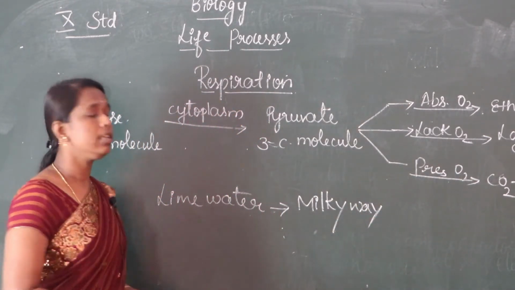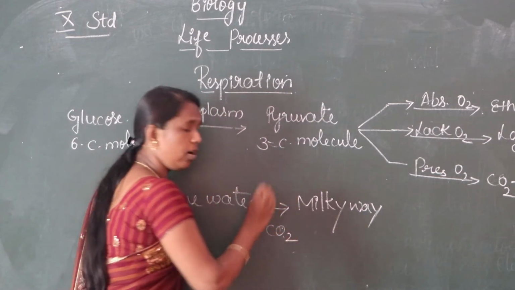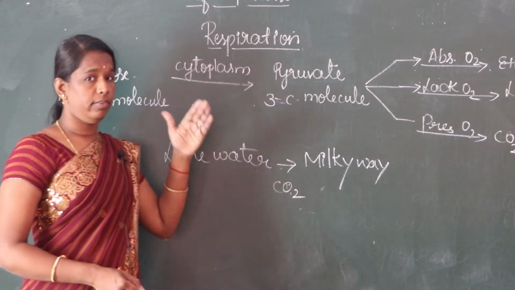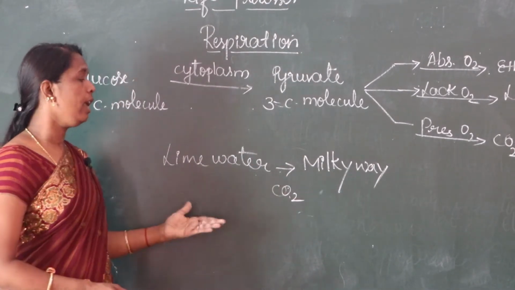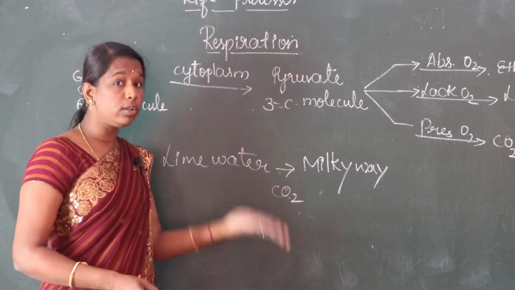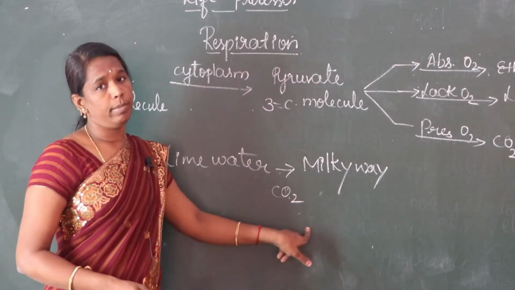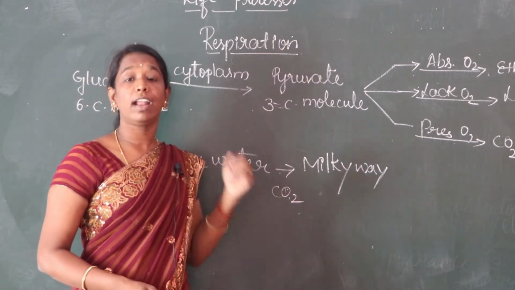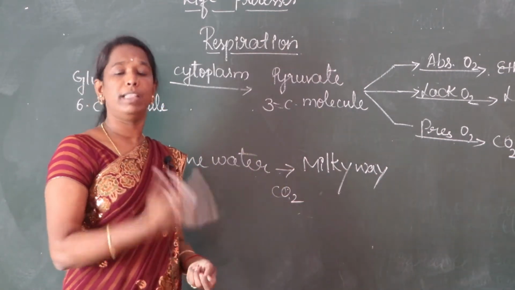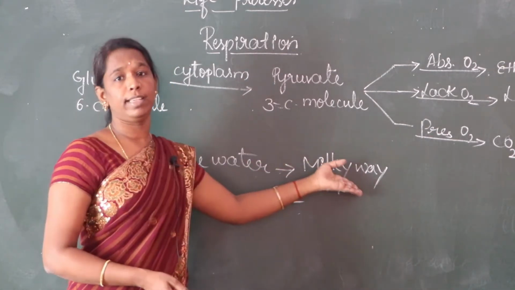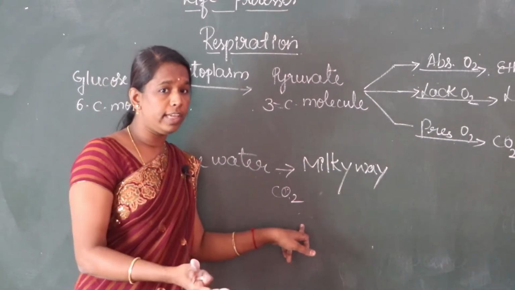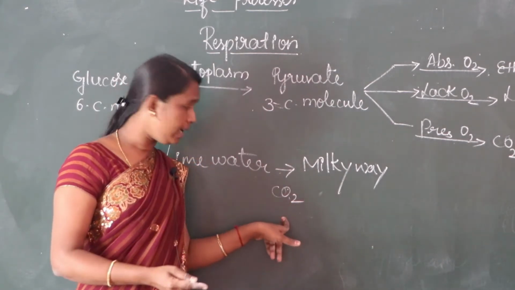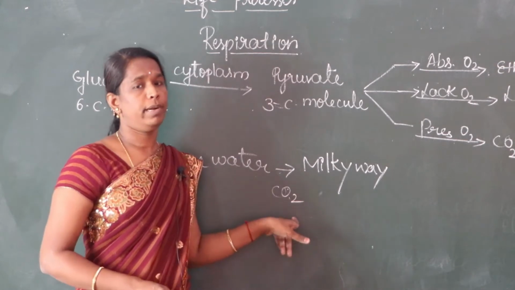Why? Because you have released carbon dioxide into the lime water. This is how we take in oxygen and give out carbon dioxide. We blow the air, no? That is carbon dioxide. That's why the lime water turns milky. It changes to milky because we blow the air, which is carbon dioxide. It means we release the gas called carbon dioxide.